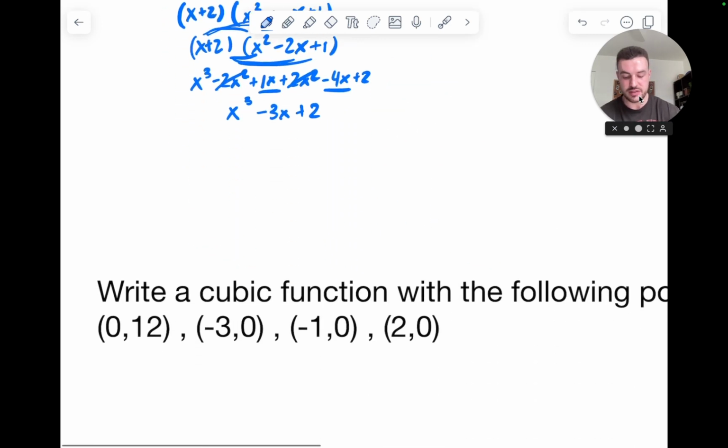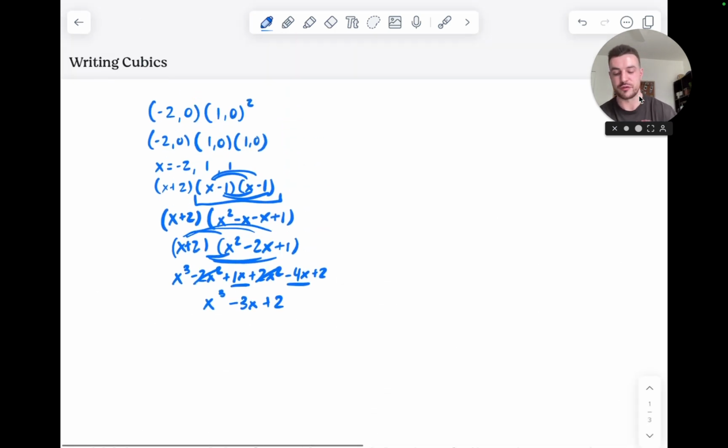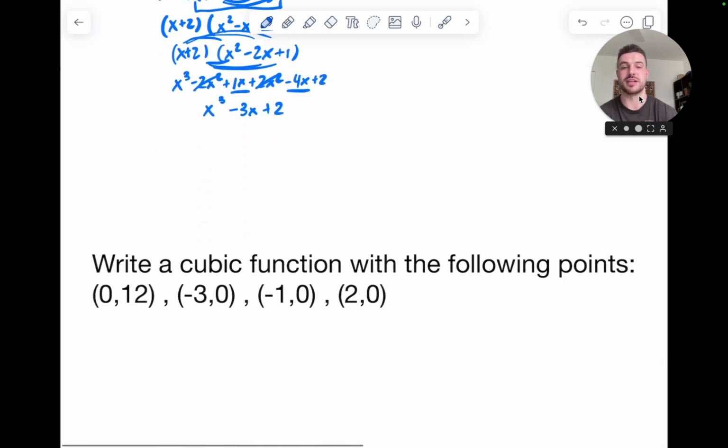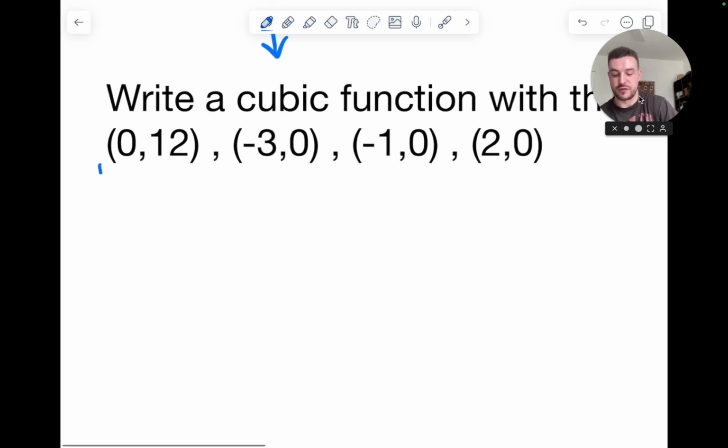Now, we're going to do something similar, but we're going to be given 4 points like this. So it says write a cubic function with the following points. We have 0, 12, negative 3, 0, negative 1, 0, and then 2, 0. So before, we were taking only our x-intercepts and writing equations. Now, this is a little bit different, but because we're told that it is a cubic, we're going to follow the same idea. So this first point is a special point. This is actually our y-intercept. But the key idea is it isn't an x-intercept.